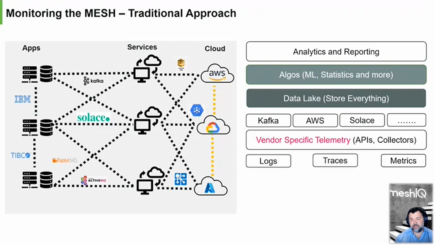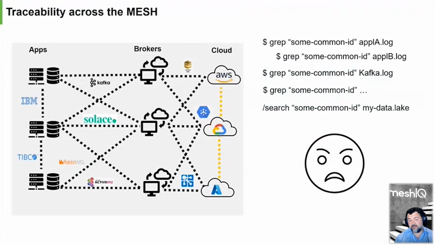Typically, in a traditional approach, you get the vendor-specific APIs, you take all these metrics from different vendors, whether it's Kafka, AWS, Solace, or MQ. You pipe those metrics into a data lake of some sort, pick your favorite monitoring vendor, apply different algos, and then provide monitoring and analytics. All seems great, except that if we take a very specific use case, a tracing use case, it becomes a real problem.